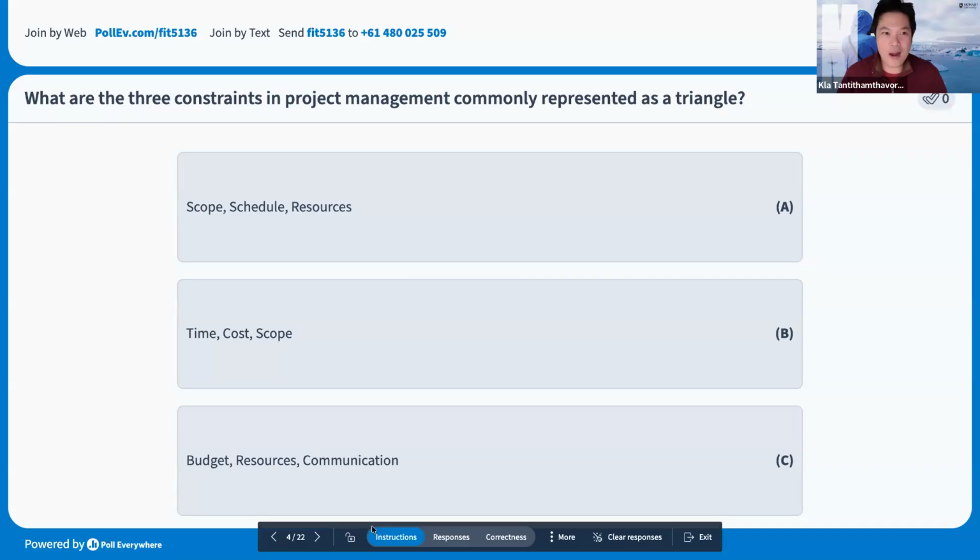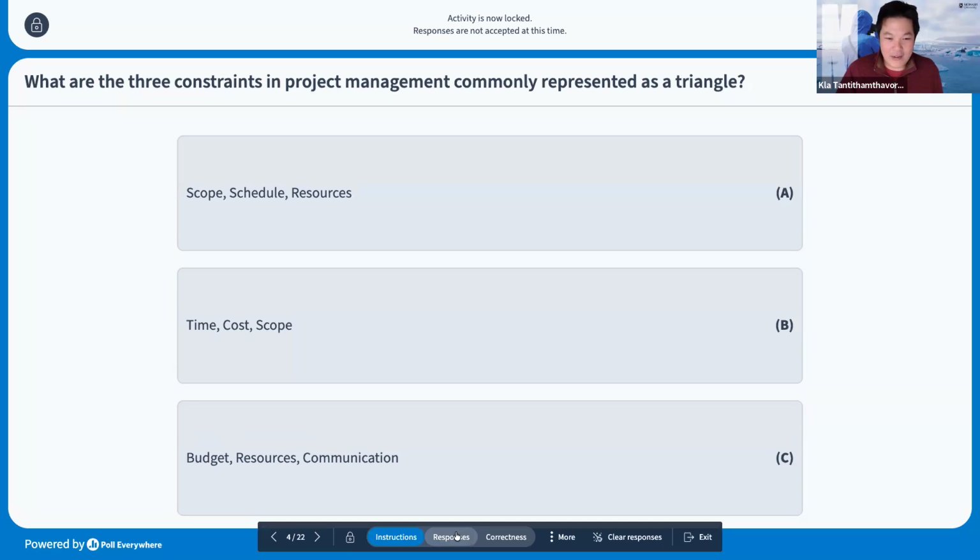Next, what are the three constraints in project management commonly represented as a triangle? Go for it. Okay, all right, good. Okay, let's see the response. I hope we're gonna get 100%, all right?